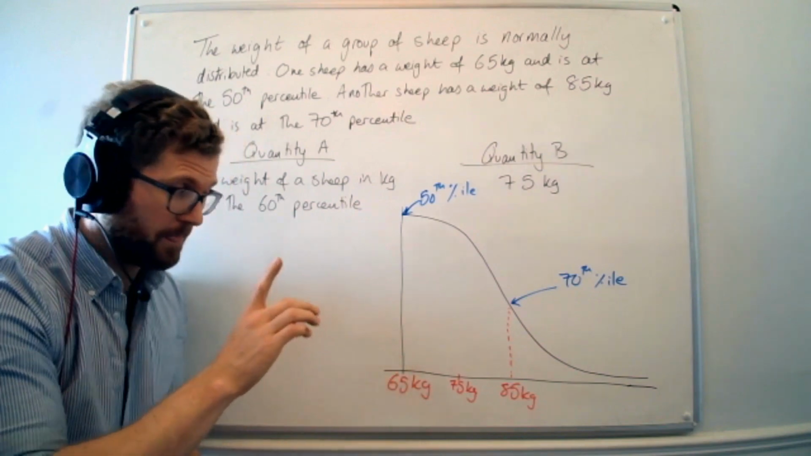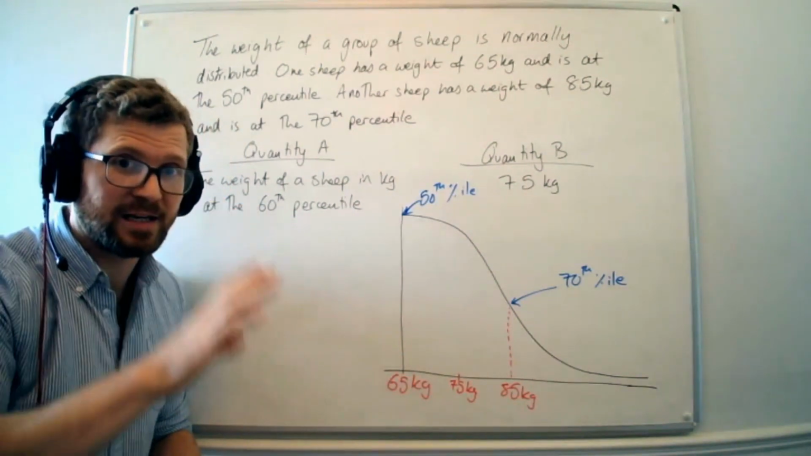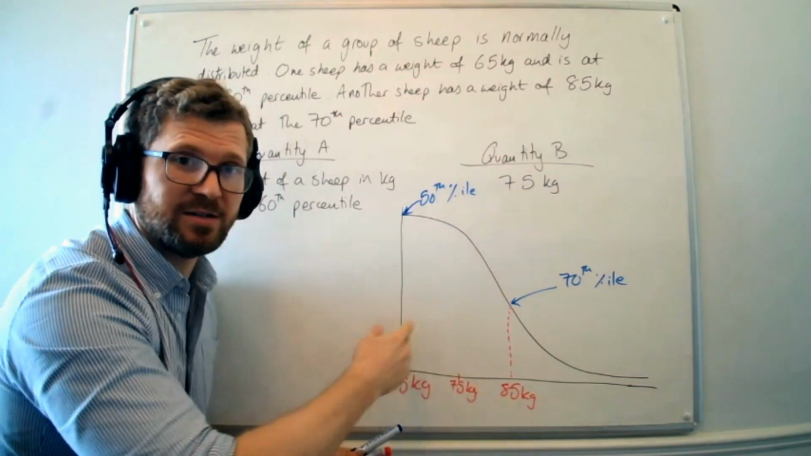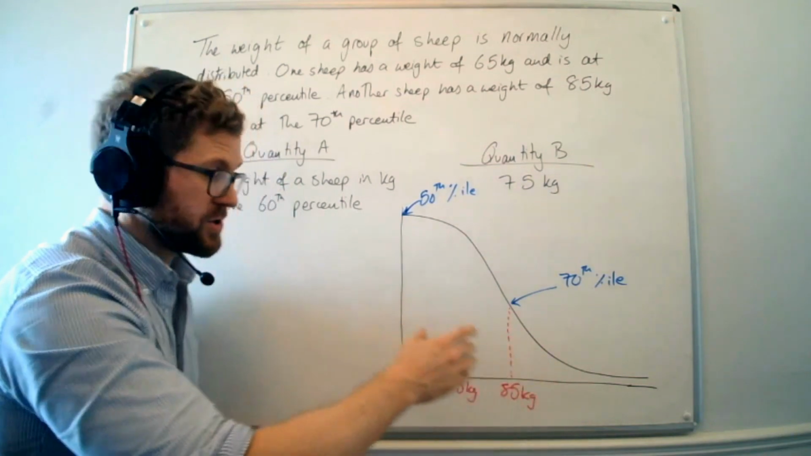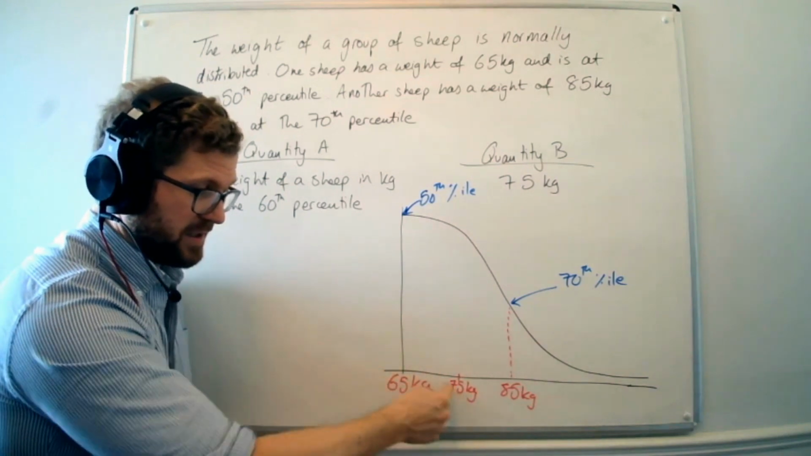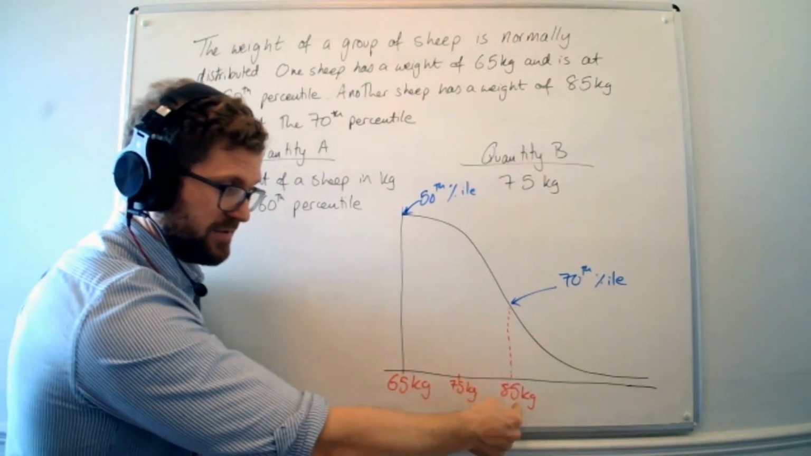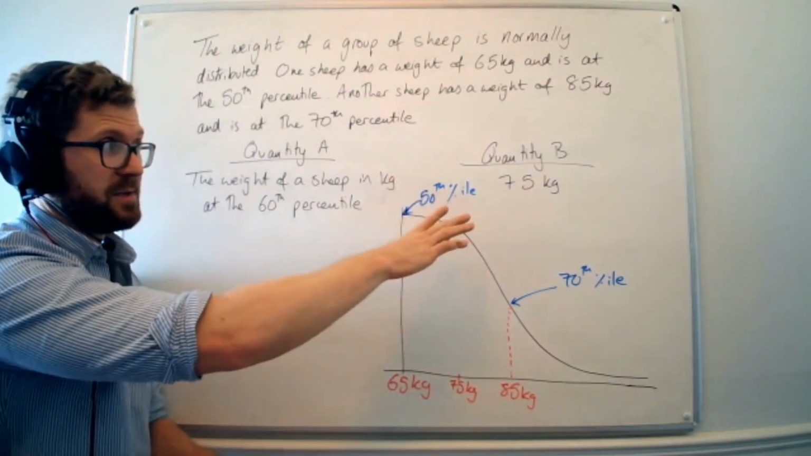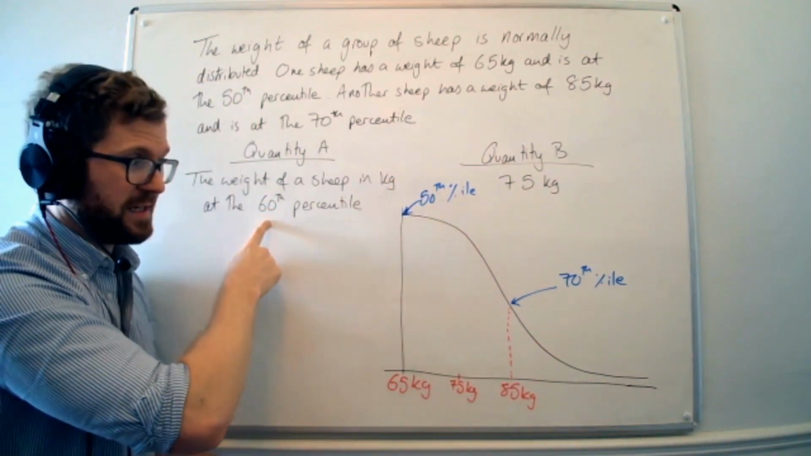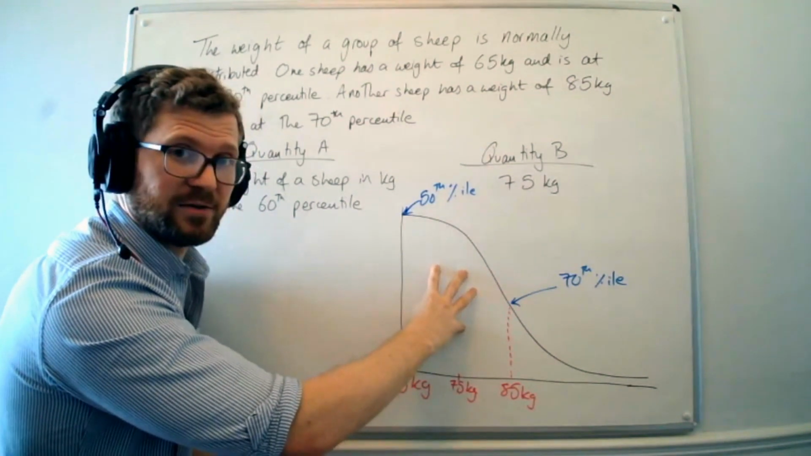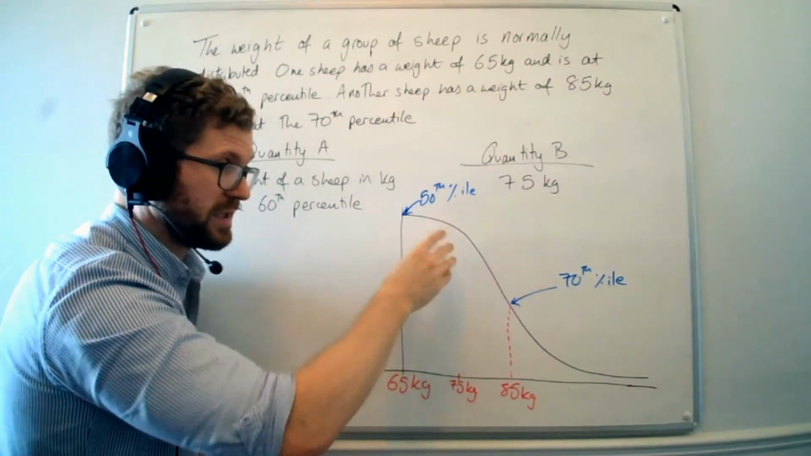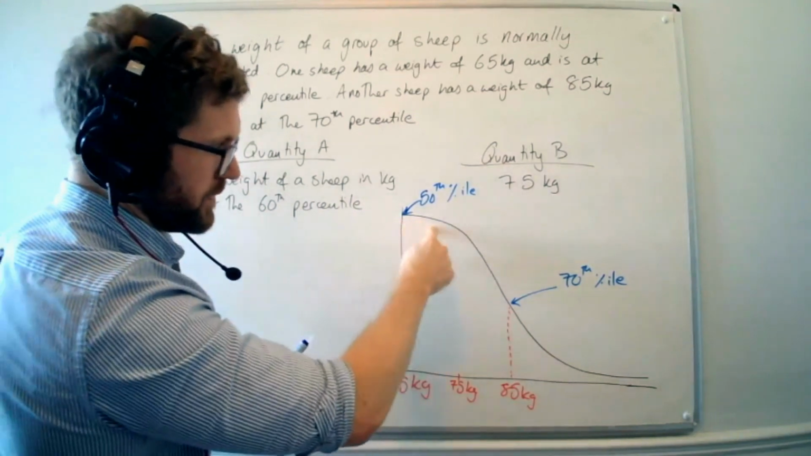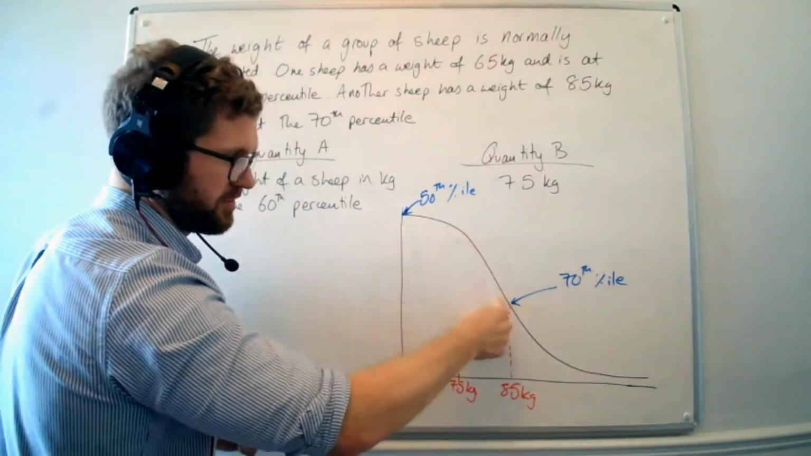I'll say that again. The percentile deals with the area under the curve, whereas the scale along the bottom just increases linearly. So I can put the 75 exactly halfway between the 65 and the 85 because that's the scale along the bottom. That's quantity B. In order to find quantity A, I want to split this area up into two equal-sized areas. Now, the challenge here is that this is a curve. It's a curved line.